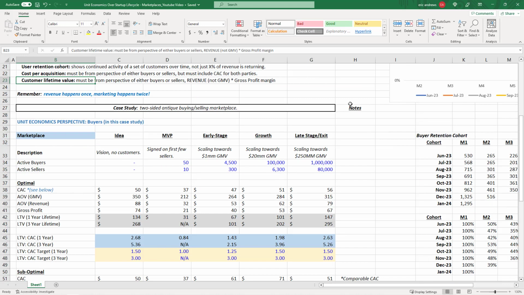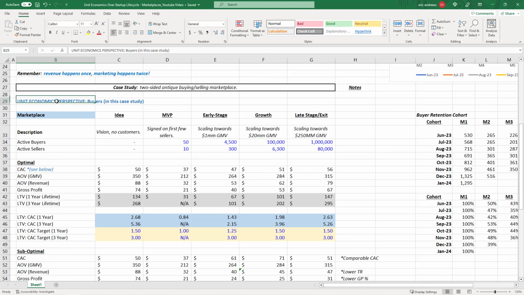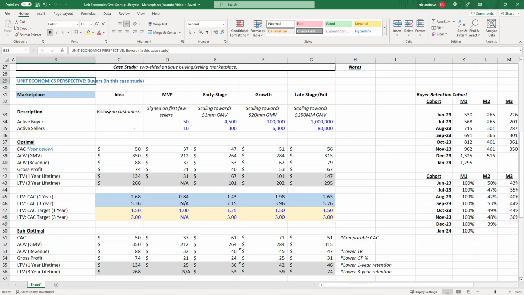So let's dive into this case study. For our case study, we're going to assume that we're going to calculate LTV, CAC, everything from the buyer perspective. And this is a two-sided antique buying selling marketplace. You could also look at this from the seller perspective. That would also be correct. They're both acceptable. There needs to be a discussion at your company of who is your customer and how do you think about the mechanics of your business. But in our situation, we're going to break down the LTV to CAC ratio from the buyer perspective. Okay, so let's get into this.